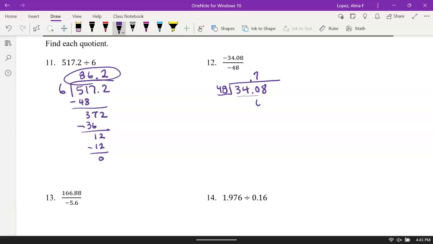7 times 8 is 56. Carry the 5. 7 times 4 is 28. Plus 3 more is 33. Then we subtract. I need to borrow. So that's going to leave me a 3. That'll make that a 10. 10 minus 6 is 4. That's 0. That's 0. Bring down the rest of the number. 48 goes into 48 one time. 1 times 48 is 48, and we subtract. And there's our answer.